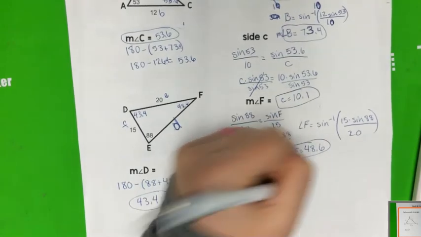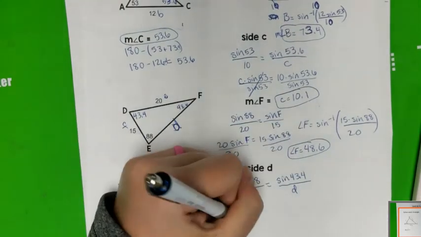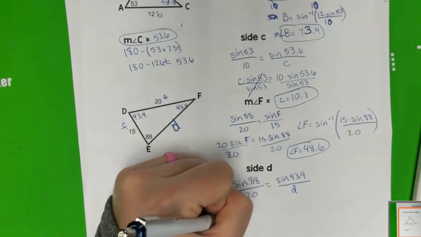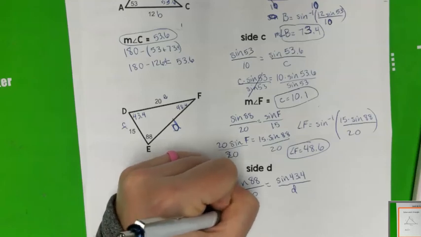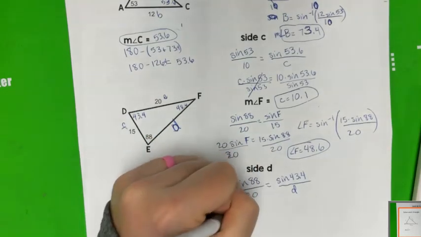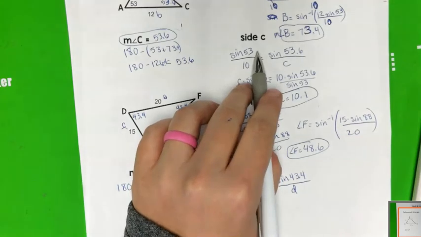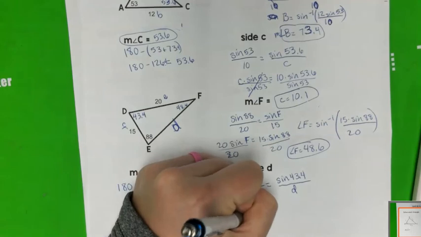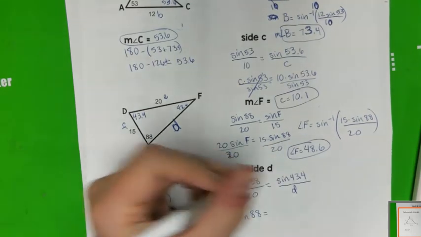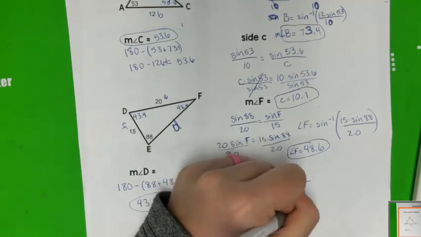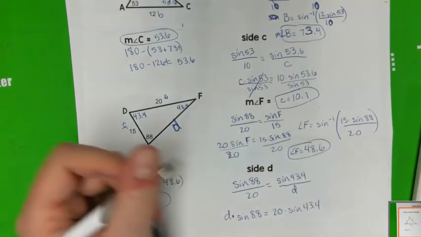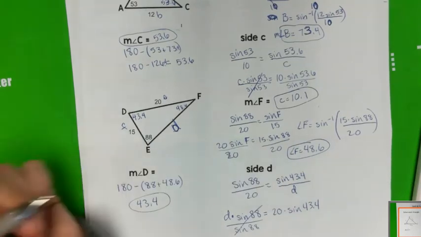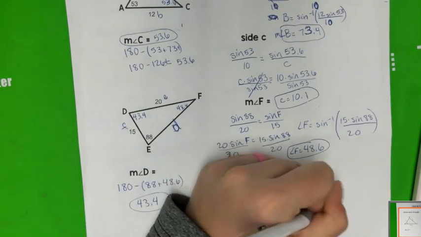We don't know what the side is. So it's going to look the same as the example we did up here. This one, D times sine of 88 equals 20 times sine of 43.4. Then we divide by sine of 88 on both sides, and that will get rid of that on that side.